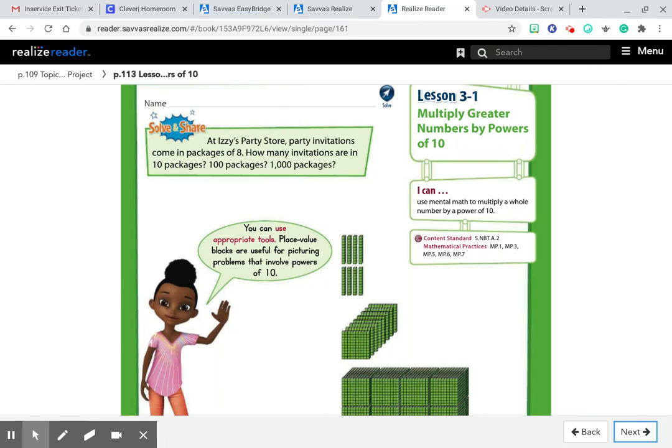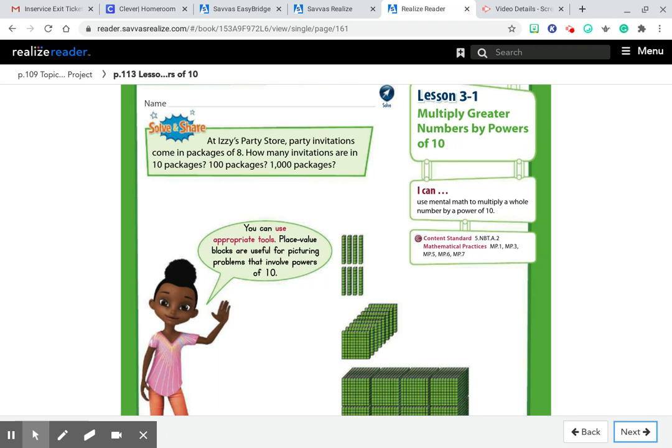Okay, we're starting lesson 3-1, multiply greater numbers by powers of 10. I can use mental math to multiply a whole number by a power of 10. And in the solve and share today, at Izzy's party store, party invitations come in packs of 8. How many invitations are in 10 packs, 100 packs, and 1,000 packs?